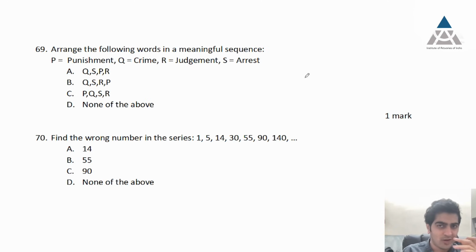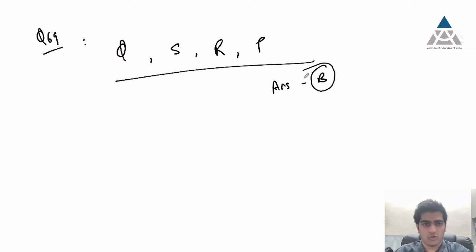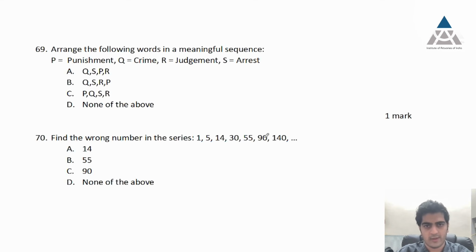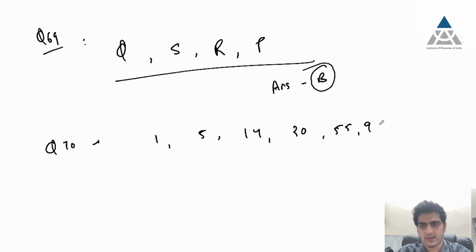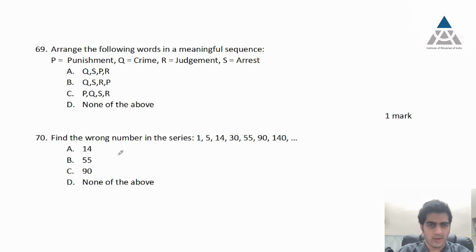And finally, we again have that wrong number type question. Find the wrong number in the sequence 1, 5, 14, 30, 55, 90, and 140. As I said, first always find the differences. Let's look at the options. So it's either 14, 55 or 90. Either of these three is wrong. 1 and 5 are definitely not wrong. 30 is definitely not wrong.